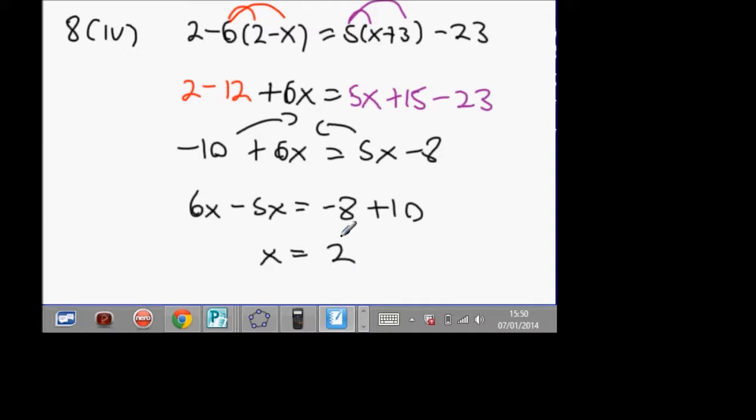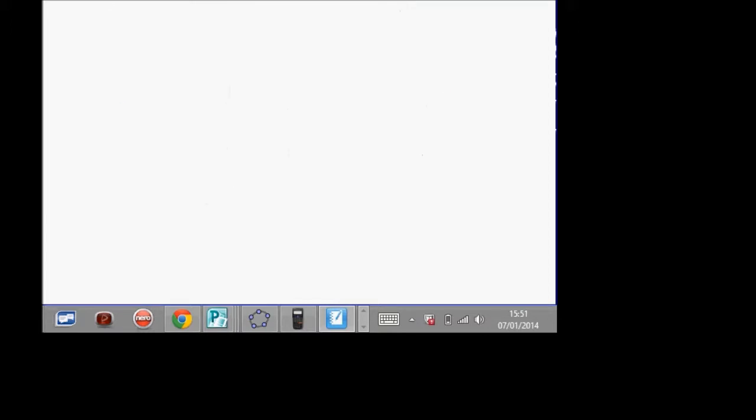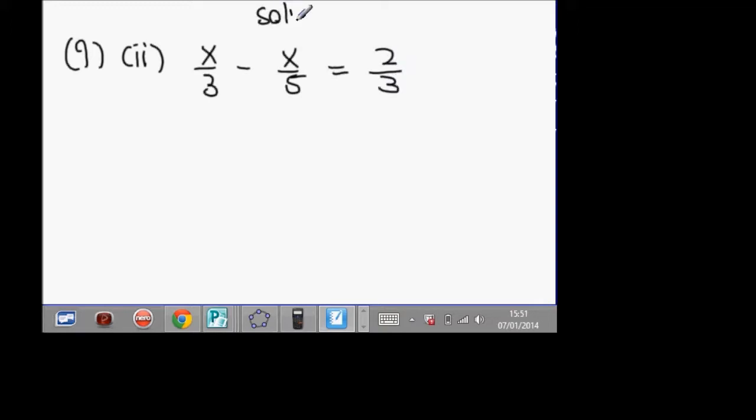Now, finally, fractions, okay? The hardest section of the test. Who thinks they're well able to do a fraction here? Orson, we'll go with Orson first, and we'll start off with 9 part 2, because 9 part 2 is harder than 9 part 1. x over 3 minus x over 5 equals 2 over 3. This is a solve question, which means we're going to end up with 1x equals something. Okay, Orson, tell me what to do.